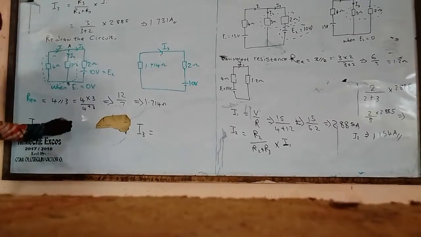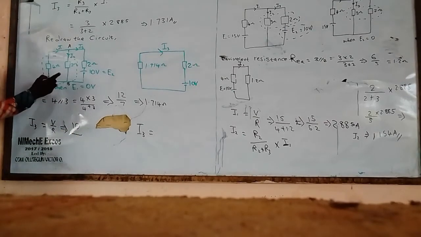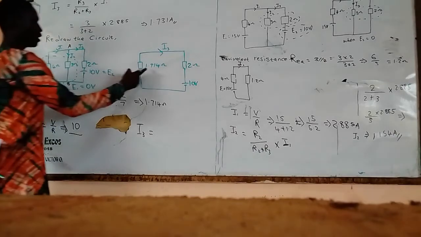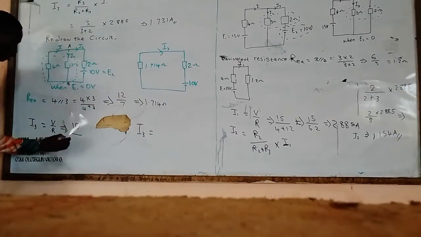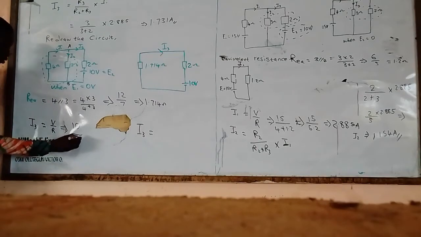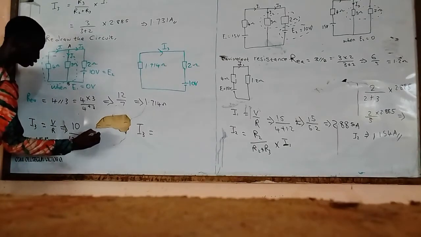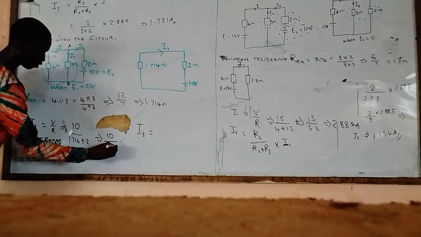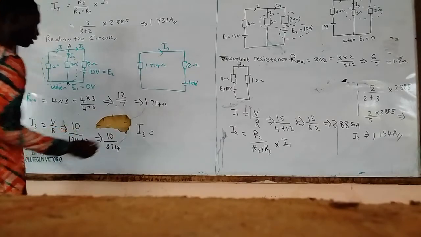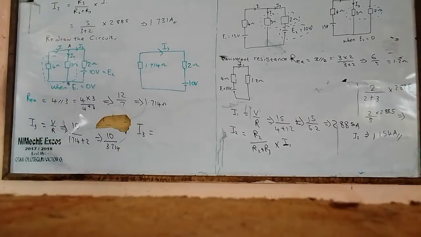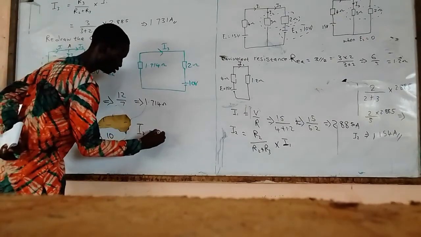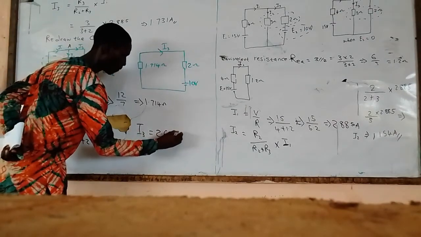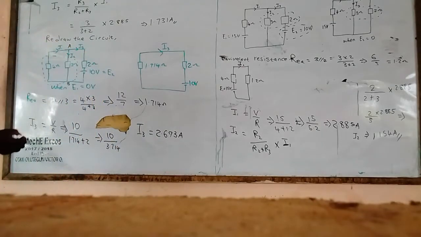B will be 10 divided by our summation of resistance, which is 1.714 plus 2. That should give us 10 divided by 3.714. So our I3 now will be equal to 2.693 amperes. Having that, we can proceed to look for I1.